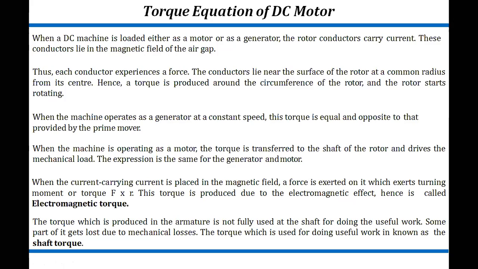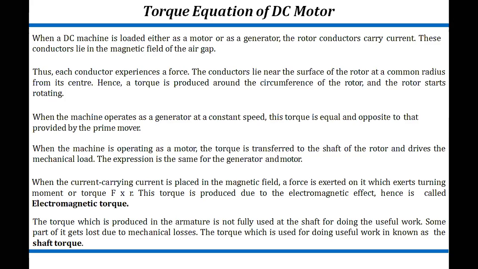So here what we are saying, when we are using the DC machine, if it is loaded either as a motor or a generator, the rotor conductor carries current. This conductor will lie in the magnetic field of the air gap. So each conductor will experience a force, and the conductors lie near the surface of the rotor at a common radius from its center. It will be on the circumference of the rotor. We can calculate the torque value which will be produced around the circumference of the rotor.